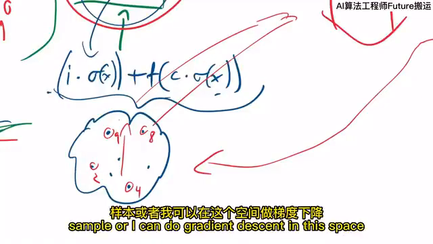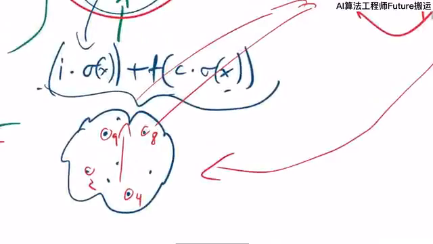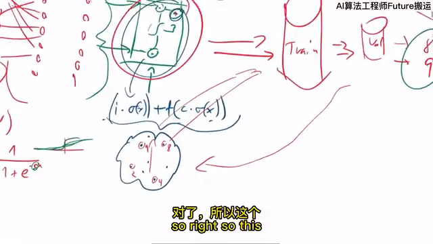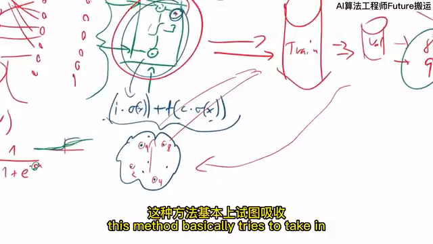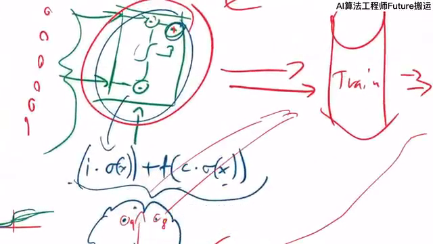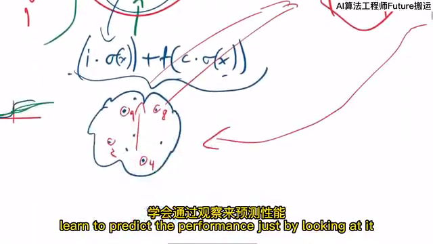I can sample, or I can do gradient descent in this space. Since this is now a continuous space, I can do gradient descent on the model that gives me this space. So right, this method basically tries to take in the building plan of a cell and learn to predict the performance just by looking at it.